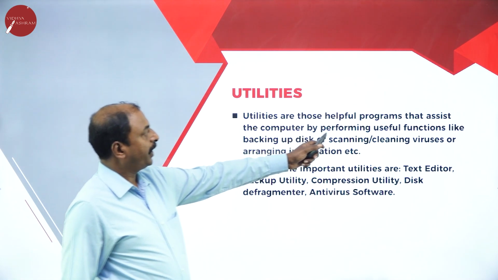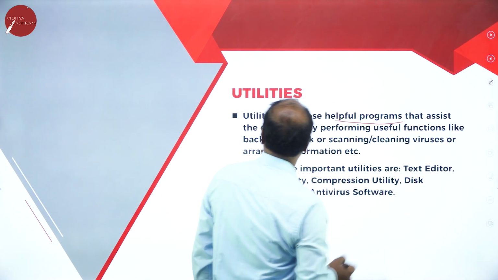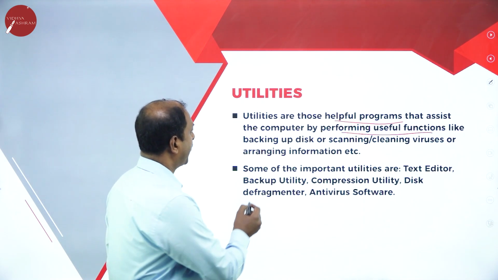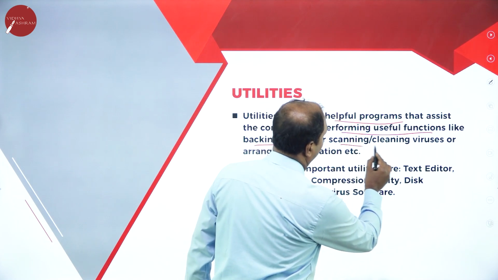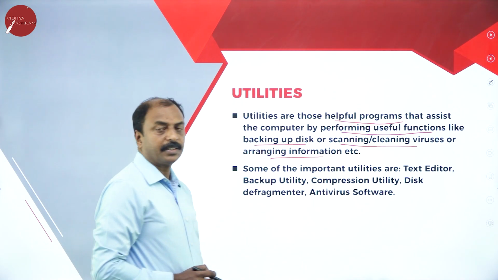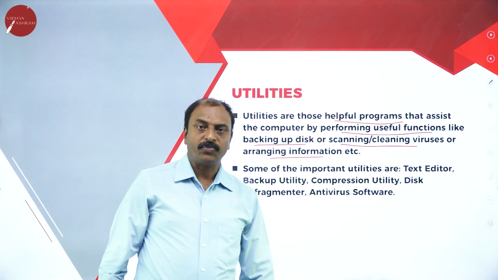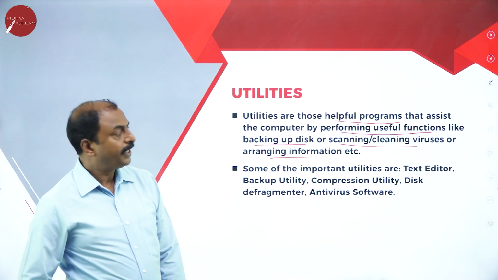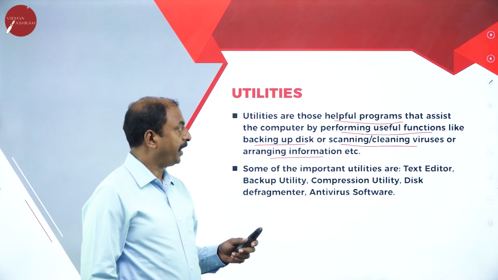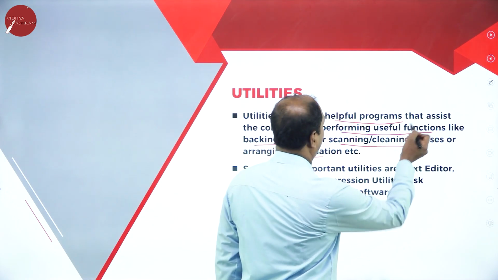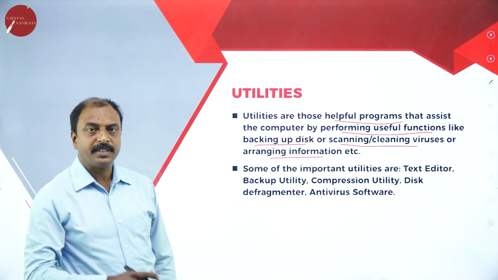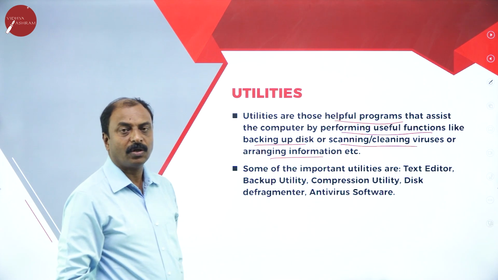Utilities are those helpful programs that assist the computer by performing useful functions like backing up of disk and scanning or cleaning viruses or arranging information, etc. So here, one of the components of system software is utilities. Utilities are a special type of program that helps in different ways, like performing user functions, like backing up disk. What is the meaning of backing up? It means copying the data to some other device, that is called backing up.